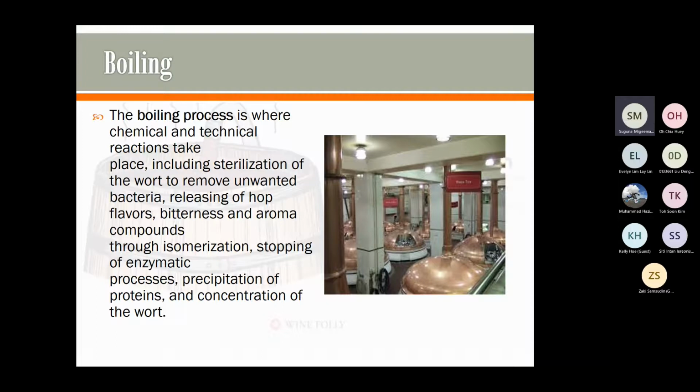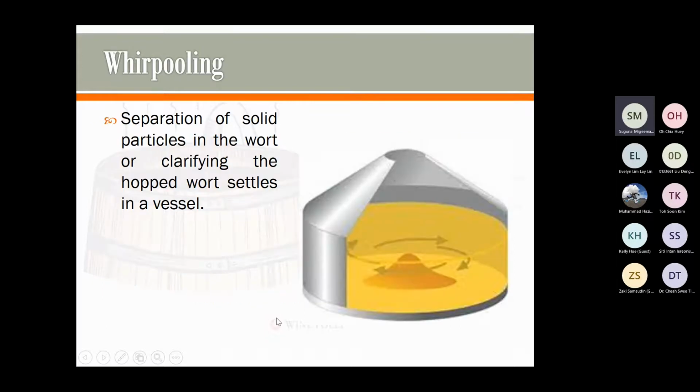Realize or not, earlier when I started, I talked about Louis Pasteur, right? He, in the 1880s, already mentioned that when we are doing the fermentation process, we have to do heat treatment. This is where the heat treatment idea comes in. So we have to sterilize so that we can remove unwanted bacteria, and then only release the hop flavor, bitterness, and aroma compounds. So this happens through isomerization or stopping the enzymatic process, and many more ways that we can actually do.